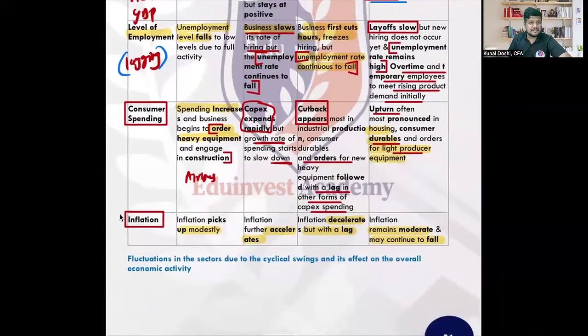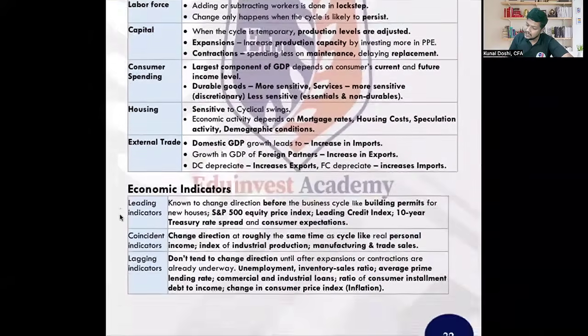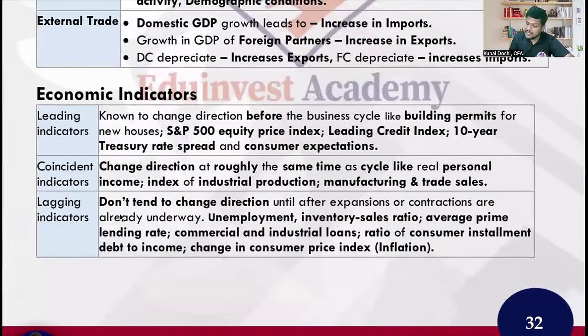Overall, there are various indicators. Before I discuss the fluctuation, let me discuss these indicators first. There are three major types of indicators: leading, coincident, and lagging. All those indicators that I discussed with you, right?